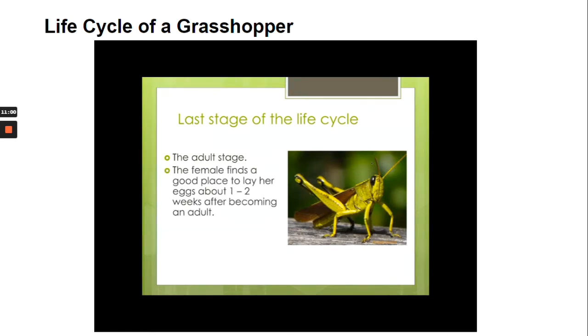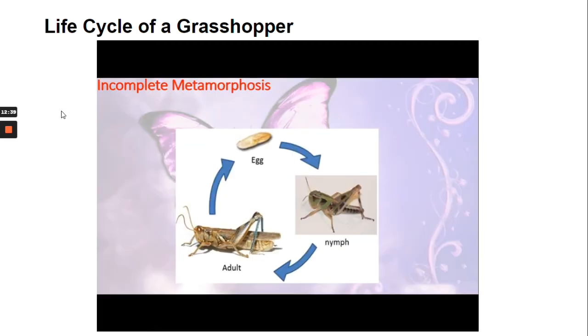The female finds a good place to lay her eggs about 1 to 2 weeks after becoming an adult. Then the life cycle begins all over again in 10 months. The grasshopper has 3 stages: egg, nymph, adult.